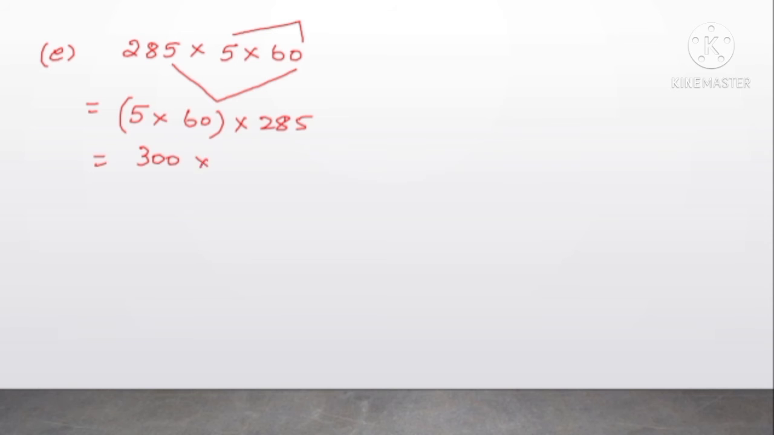285 into 5 into 60. So here, which two numbers we can club? Either you can collect 5 zeros or 0, and similarly here also. So it is your choice. Let me collect a small number first. 5 into 60 into 285. So this is equal to 5 into 60. So 5 into 60 gives 300. 300 into 285 equal to 285 into 300. So it is enough to multiply only with 3.